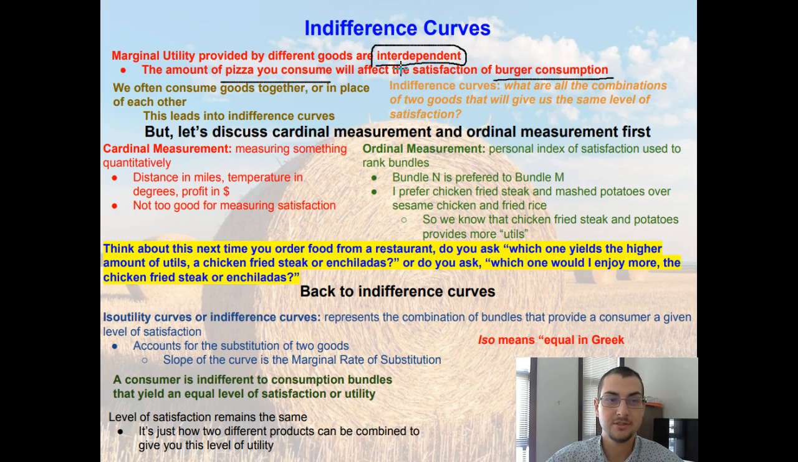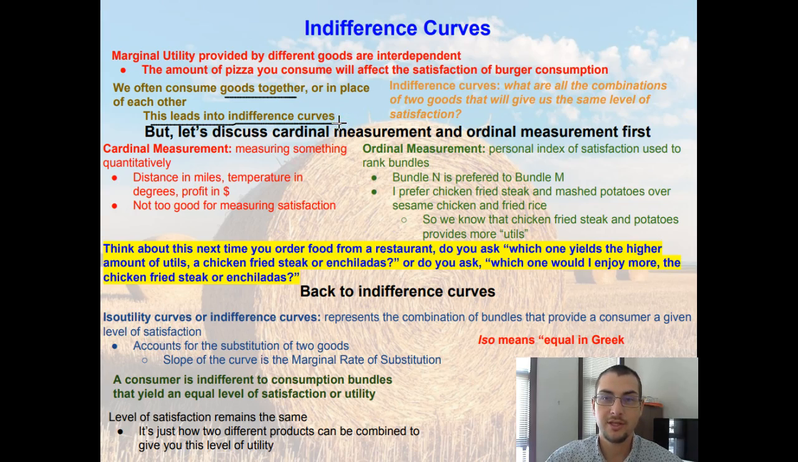So actually, we know that marginal utility, the amount of utility that we receive, is interdependent with other goods. If we are doing a trade-off between ribeye and chicken fried steak, the more ribeyes we eat, the more we desire chicken fried steak, because we ate so many ribeyes that our marginal utility fell, and then we eat this chicken fried steak and it tastes so good. So we often consume goods together or in place of each other. And this can be led into these indifference curves.